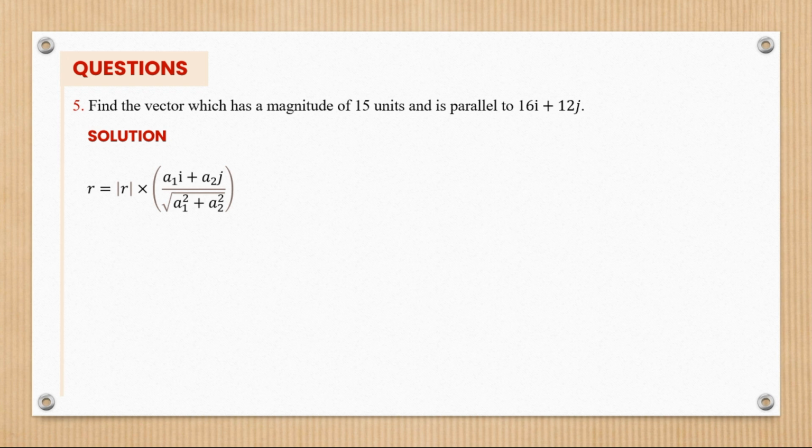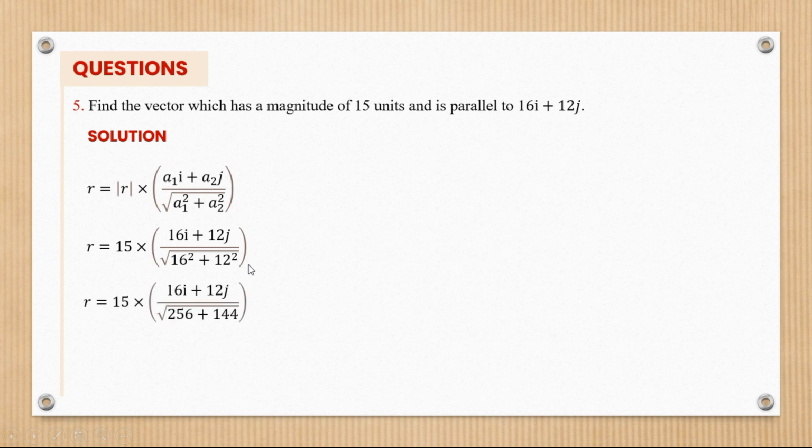Now in this case, this is the magnitude component already given, so this is what we're going to have right here, and then the r is going to be the vector that we're looking for, times the unit vector direction component. So this is the unit vector of the direction component which we've been given right there. So we're going to have r being equal to 15, which is the magnitude, times this direction component because they are parallel, 16i plus 12j over root of 16 squared plus 12 squared.